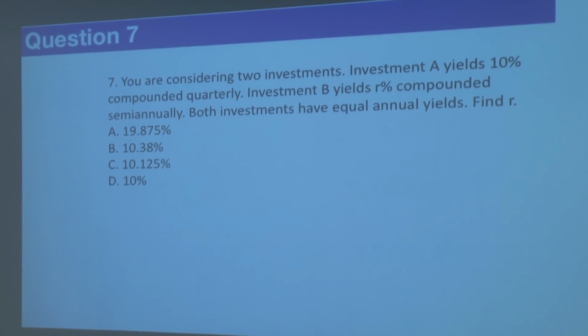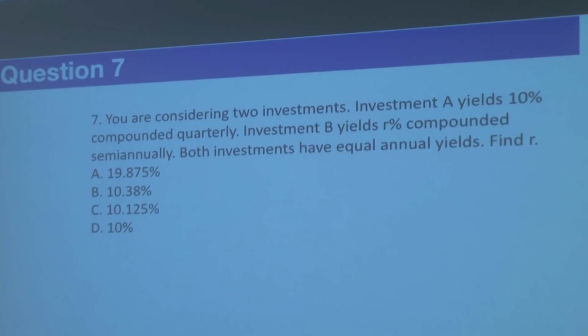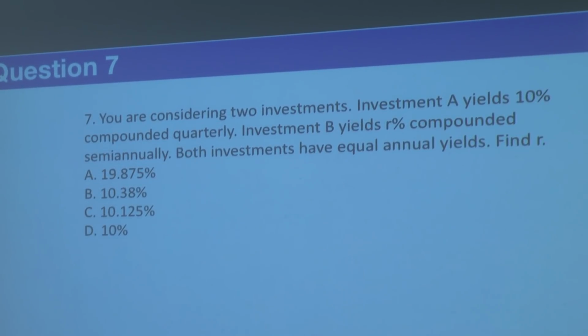You are considering two investments. Investment A yields 10% compounded quarterly. Investment B yields R% compounded semi-annually. Both investments have equal annual yields. Find R. What is this question asking? The interest is very vague. What interest? It is telling you the EAR.